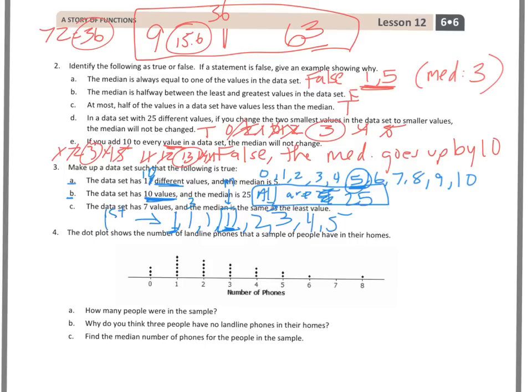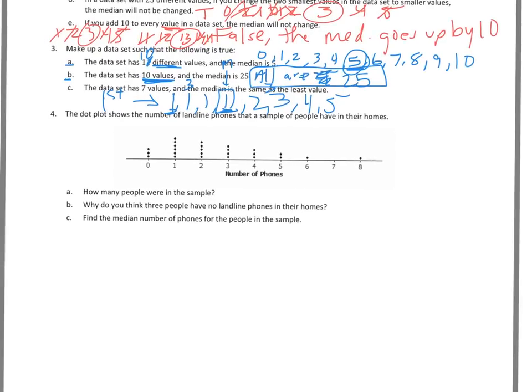Let's take a look down at question 4, and it says the dot plot shows the number of landline phones that a sample of people have in their homes. How many people were in the sample? So to answer that question, I'm going to count all of these little dots. So you can go through and do that. That's easy enough. B says, why do you think 3 people have no landline phones at their homes?